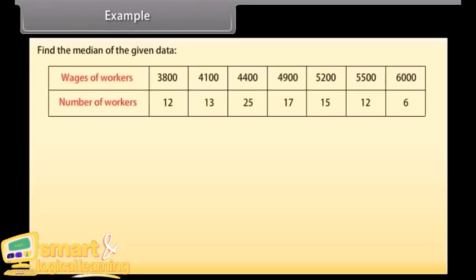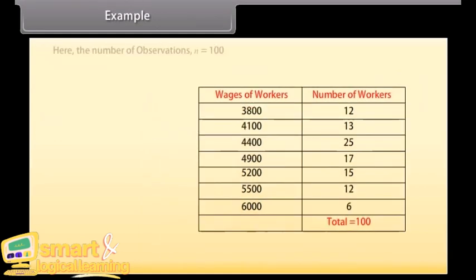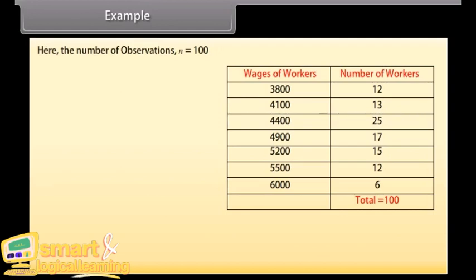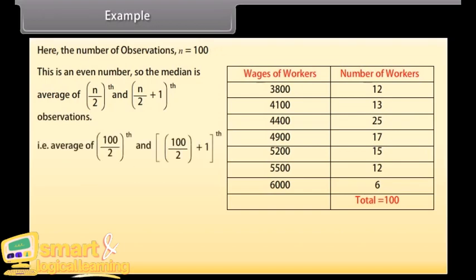Find the median of the given data. Solution. Firstly, we will write the wages of workers and the number of workers. The total number of workers is 100. Here the number of observations n is equal to 100. This is an even number, so the median is the average of the n by 2th and n by 2 plus 1th observations. That is the average of the 100 by 2th and 100 by 2 plus 1th observations, that is, the average of the 50th and 51st observations.